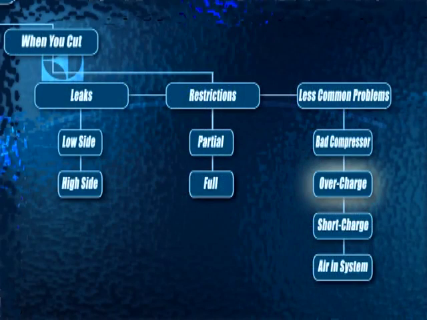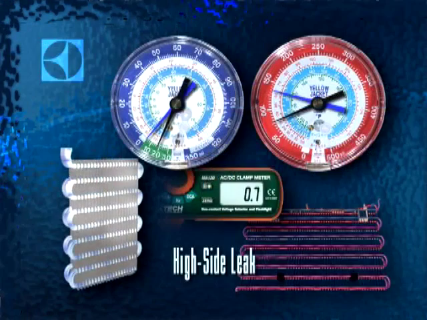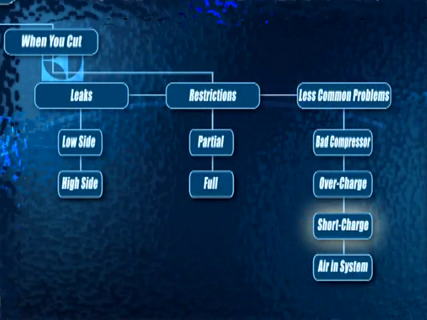Charging a sealed system correctly, without leaving any refrigerant in the hoses or manifold, requires following a specific procedure. Varying from that specific procedure even slightly can result in short charging a system. As mentioned before, short charging diagnoses almost identically as a high-side leak. The only way to confirm it is to see if the system can hold a vacuum.